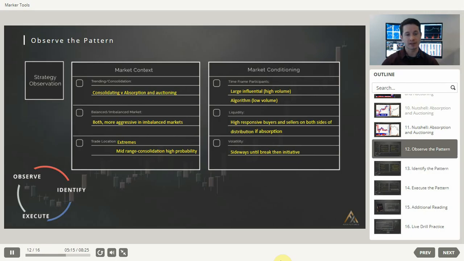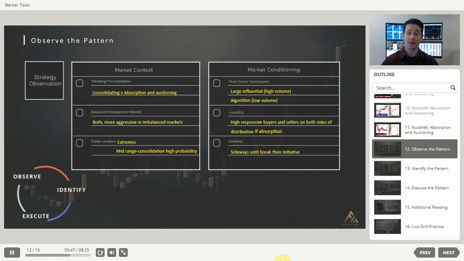Okay, now obviously in terms of trade location, in terms of market context, we do tend to see the strategy work better at extremes. Okay, why? Because obviously at the extremes, once we get that break just after the absorption at the extreme, we do tend to get follow through as liquidity becomes slightly less on the breakout of previous days' highs and lows. Okay, obviously do bear in mind we do get the absorption auctioning occurring mid-range sometimes.